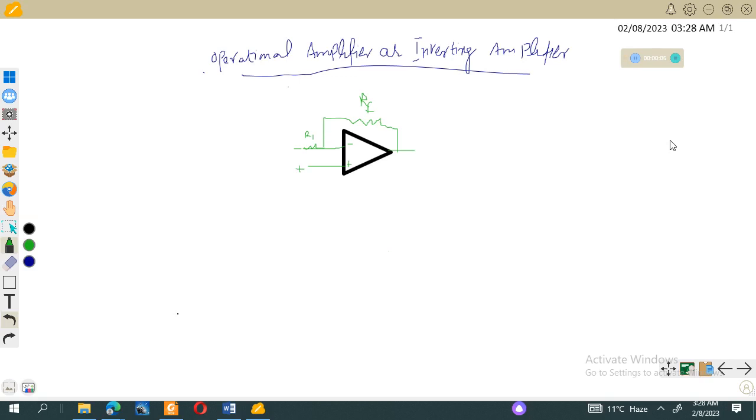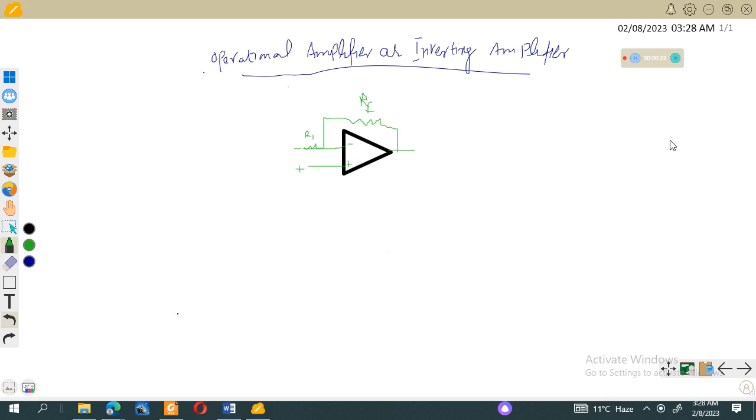In this lecture, we will discuss the operational amplifier as inverting. How does the operational amplifier invert the input signals, and on what factors does its output depend?